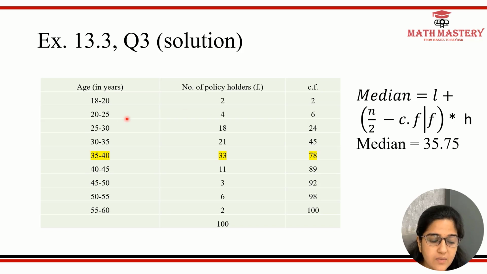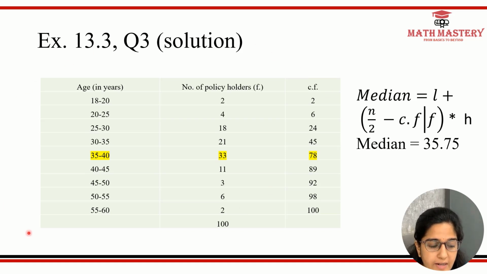Then the second class interval will be from 20 to 25, and the number of policy holders will be 6 minus 2, which is equal to 4. We do 6 minus 2 because the cumulative frequency is given to us and we have to find the frequency from it. Similarly, we have all the class intervals from 25 to 30, 30 to 35 and so on, and we have found the frequencies for these. The last class interval is from 55 to 60 and the corresponding value is 2.